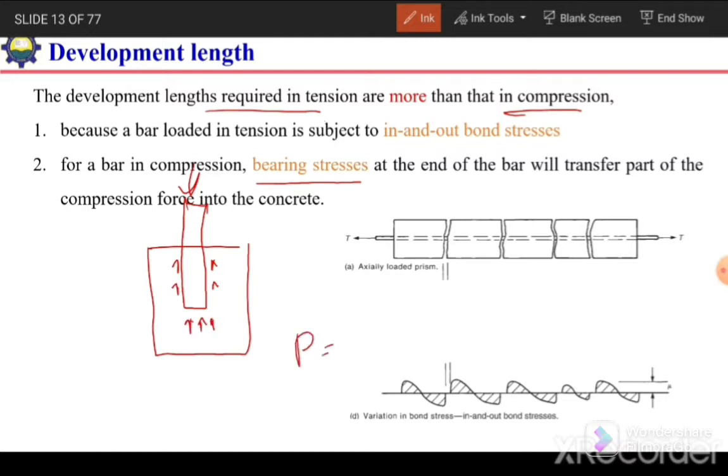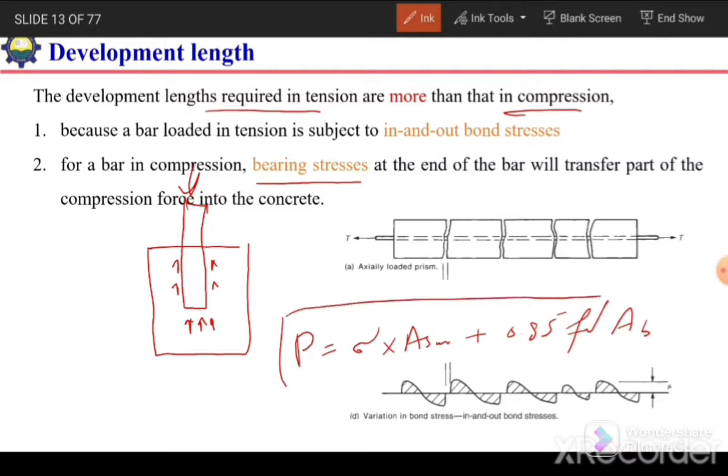So this P will be equal to bond strength multiplied by the surface area plus the end bearing, which will be equal to 0.85 Fc prime times the area of the bar. So here the load will be resisted by these two components instead of only this bond stress. That's why the required development length is reduced in case of compression.